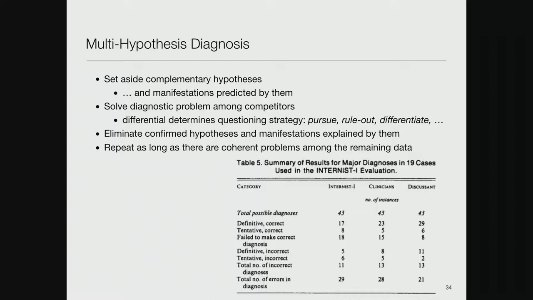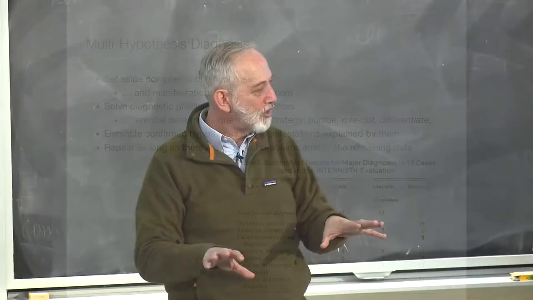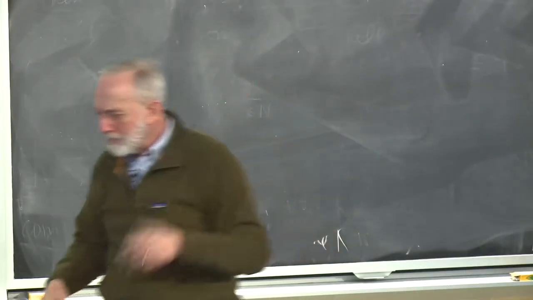So you look for the things that it predicts strongly. If you have a very large list in the differential, you might say, I'm going to try to reduce the size of the differential by looking for things that are likely in some of the less likely hypotheses so that I can rule them out if that thing is not present. So different strategies, and I'll come back to that in a few minutes.